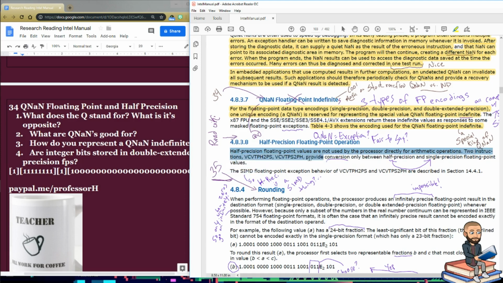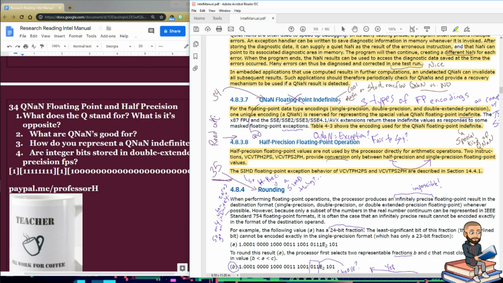Two instructions, and there they are, provide conversions only between half precision and single precision floating point values. Now, the SIMD floating point exception behavior of those two instructions is described in section 14.4.1. We'll get to that eventually. And after reading that sentence, I kind of thought, is half precision just a SIMD thing?